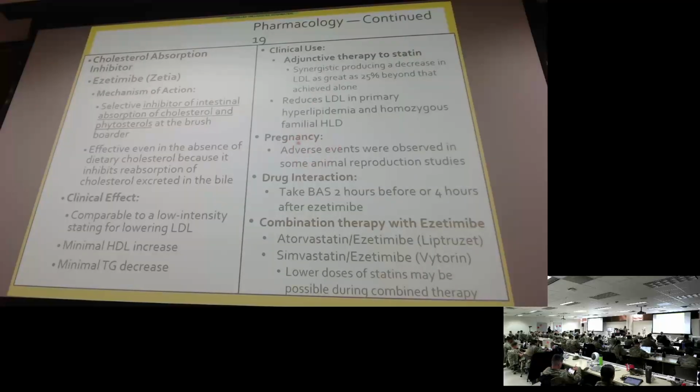Pregnancy, again, we saw some adverse events, so that means no. And then your interactions, this is with several of our drugs, but if we're taking that bile acid sequestrant, the 1 to 2 hours before or 4 to 6 hours after the ezetimibe.